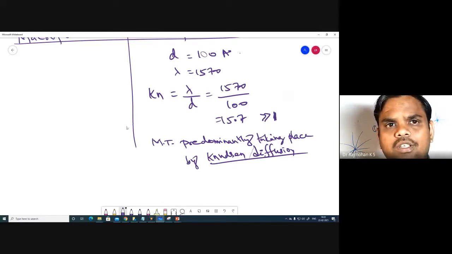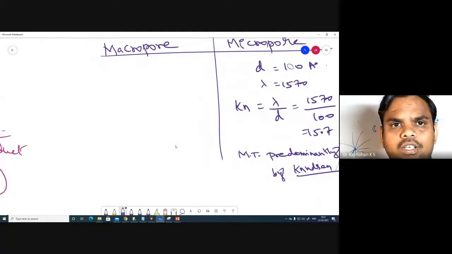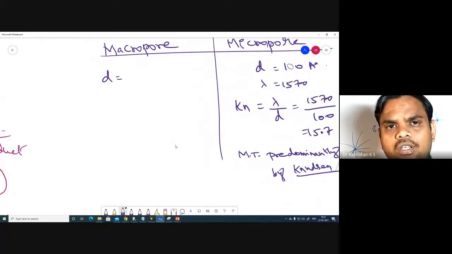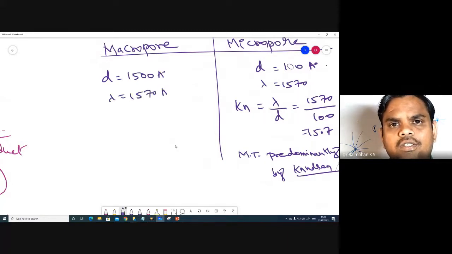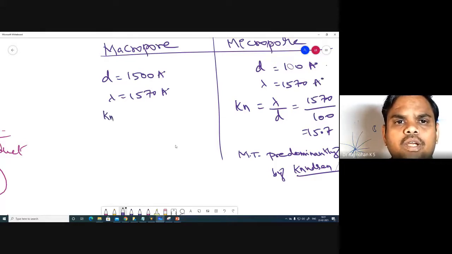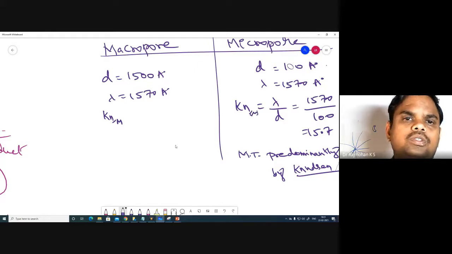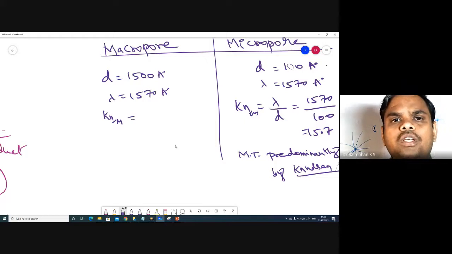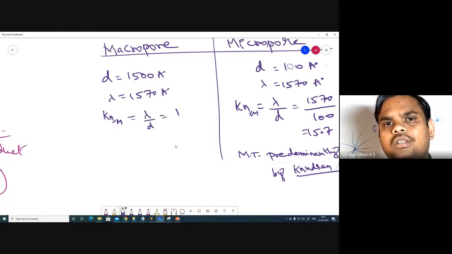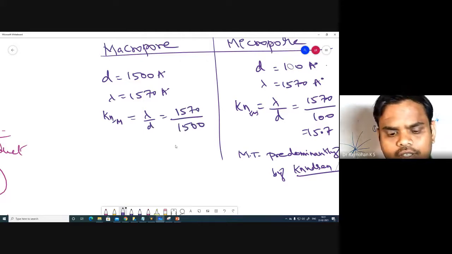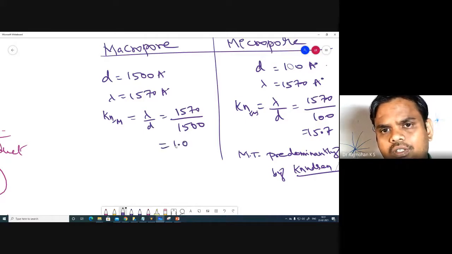Similarly, we can find the Knudsen number for macropore. What is the diameter? Radius is 750 angstrom, so mean diameter is 1500 angstrom. Lambda is already 1570 angstrom. Knudsen number for macropore is again lambda by d, which is 1570 divided by 1500. So we are going to get an almost equal value, 1.046.